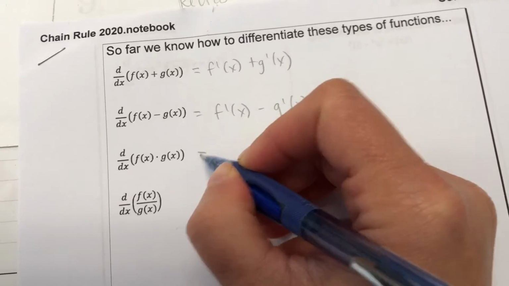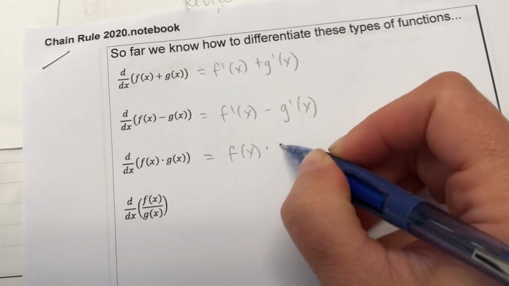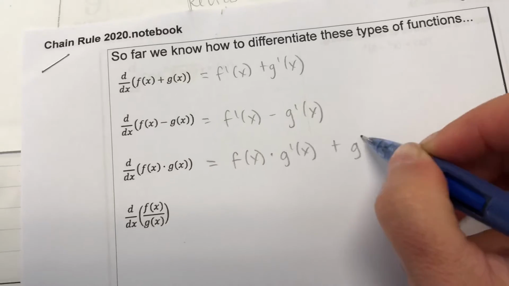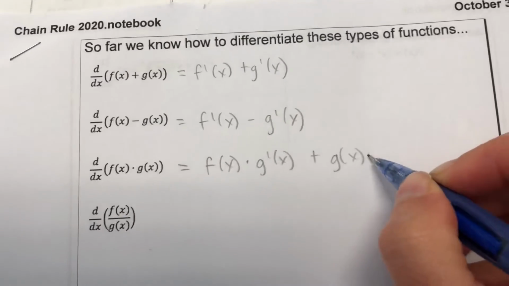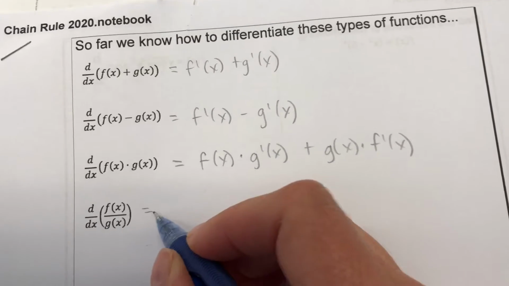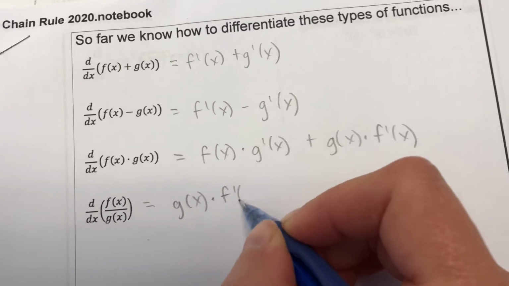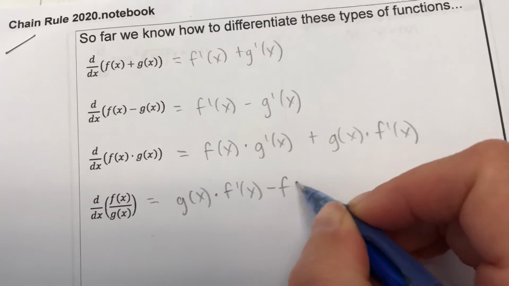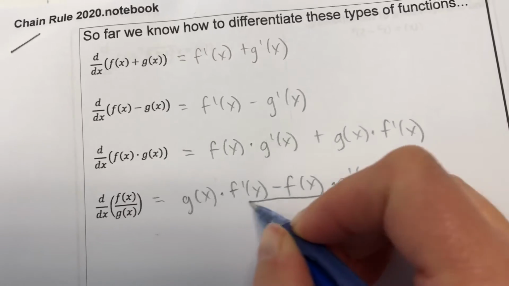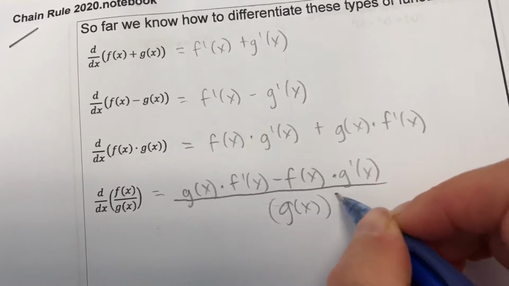And now with multiplication, we need the product rule. So first times the derivative of the second plus the second times the derivative of the first. And then now for division, we need the quotient rule. So bottom times the derivative of the top minus top times the derivative of the bottom, all over the bottom squared. So that's not new, that's just kind of review.